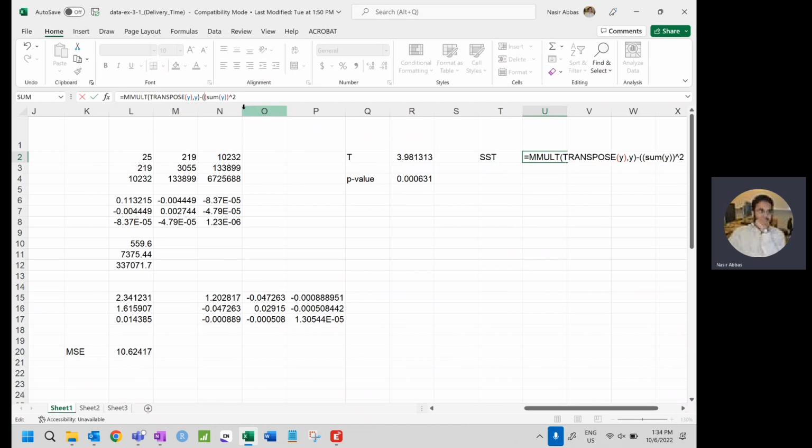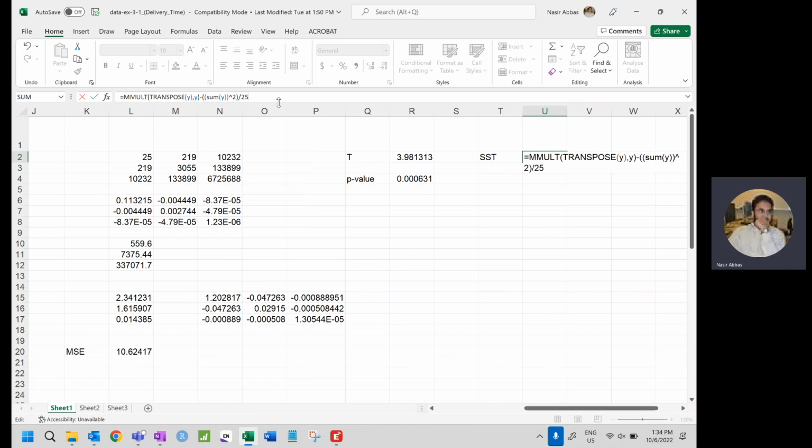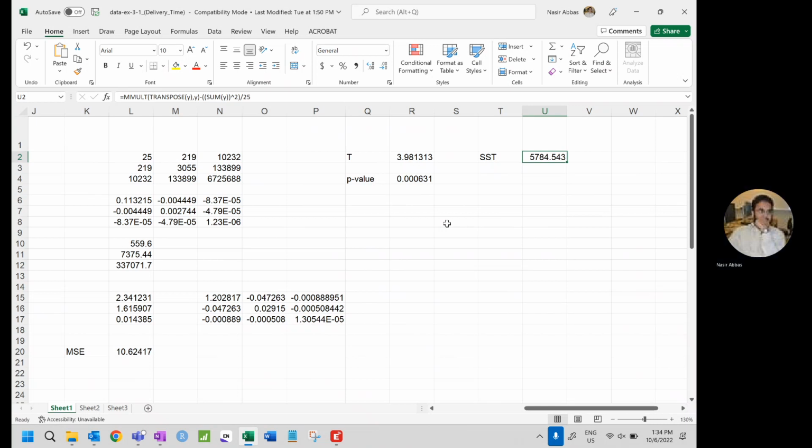over n. Do I have n? No, I don't have n. Let me call it 25. So I have 5, 7, 8, 4. This is the total variation in y. 5, 7, 8, 4.